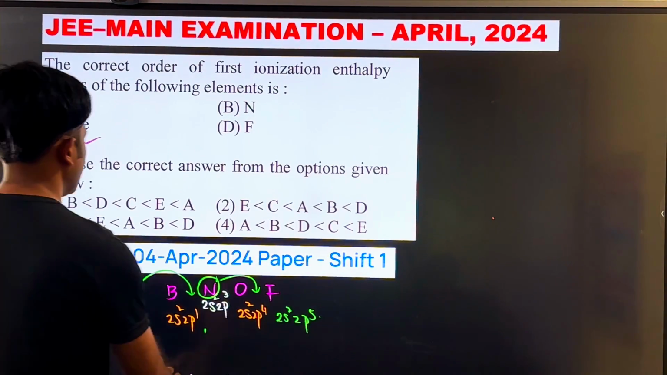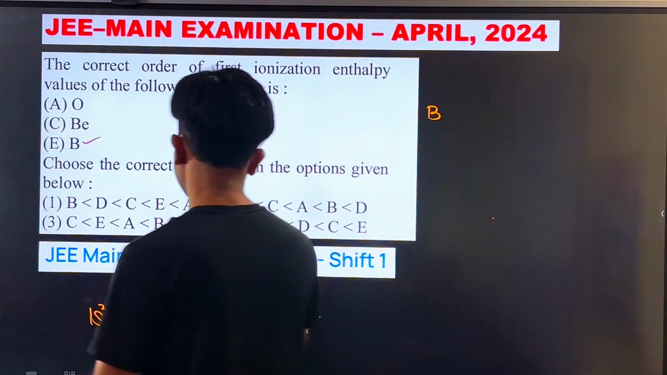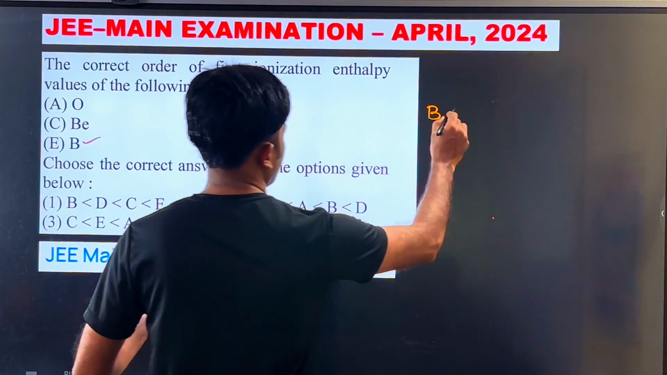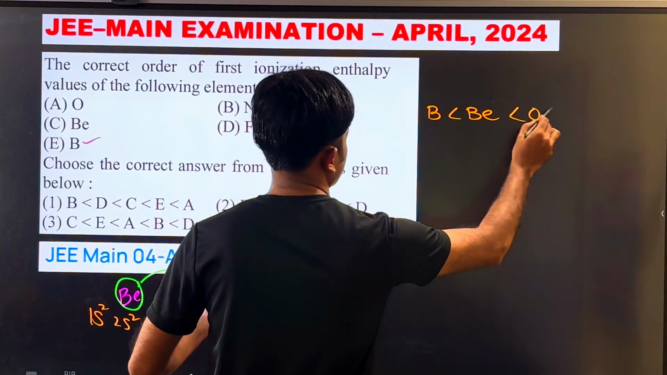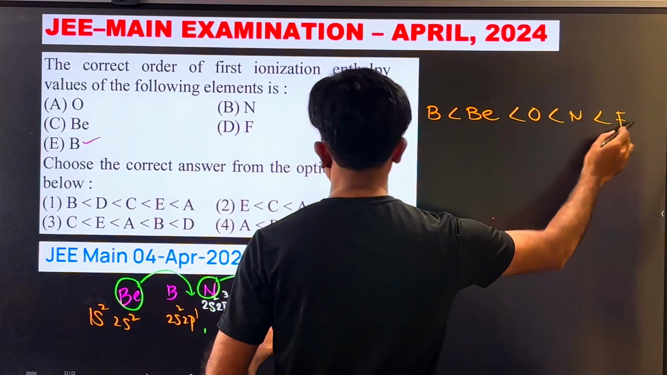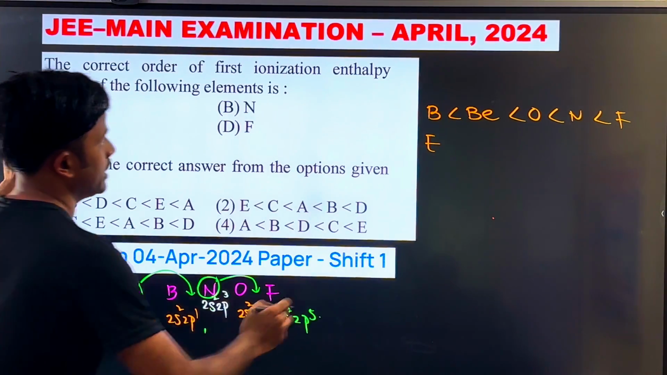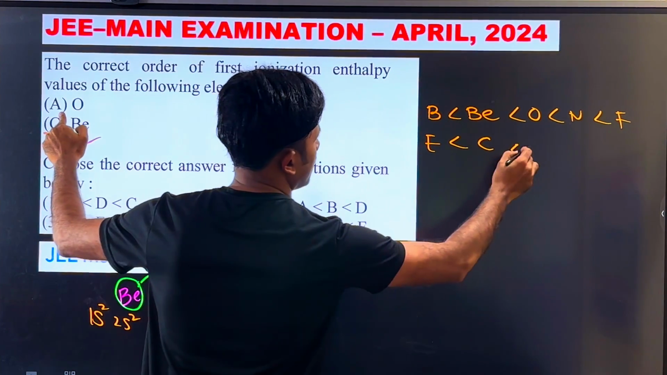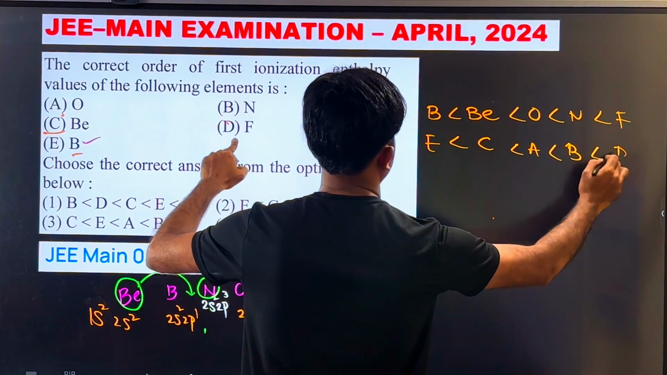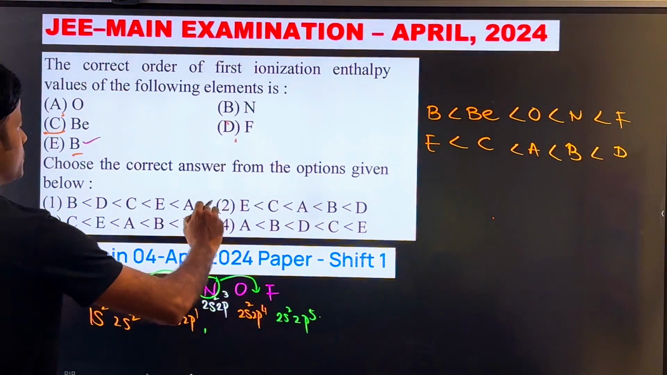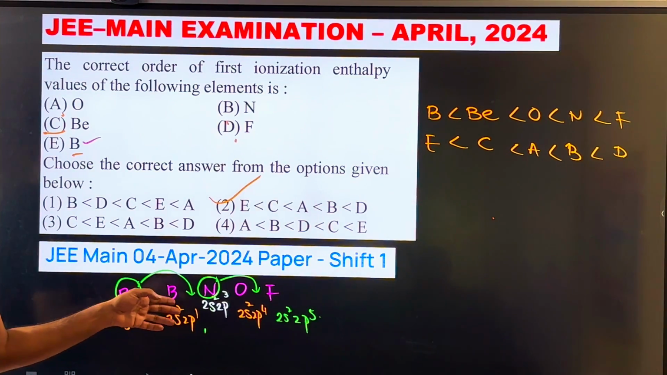Then arrange in increasing order of their ionization energy. First boron will come. The next element is beryllium. Afterwards oxygen. Next, nitrogen. Next one is fluorine. Now which order is matching here? Boron is E, beryllium is C, oxygen A, nitrogen is B and fluorine D. So E, C, A, B, D. Your option 2 is matching. This question was given in the JEE Mains shift 1 paper, April 2024 exam.